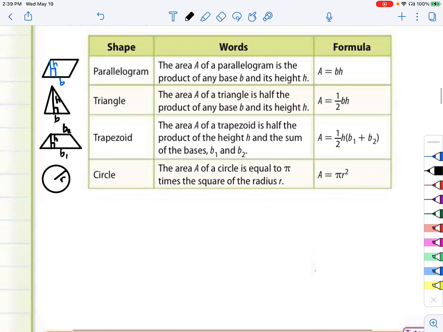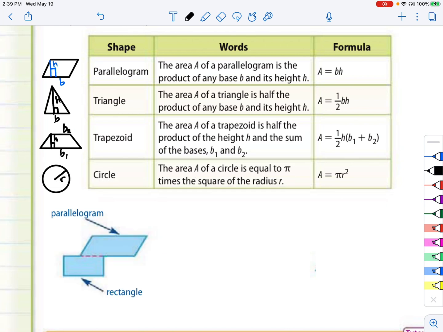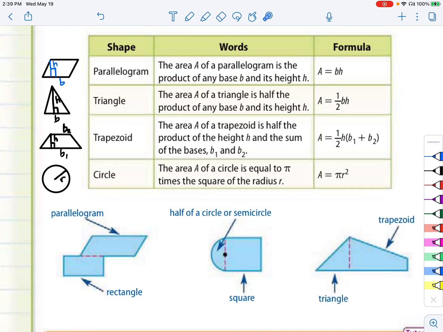And now some composite figures that we can look at. Some examples are this particular composite figure: you have a parallelogram here, and you have a rectangle. So this is a combination of two shapes. Another example of a composite figure is given here, where you have a square and a semicircle, or half a circle. And this is another one right here, where you have a trapezoid here, and a triangle right here.